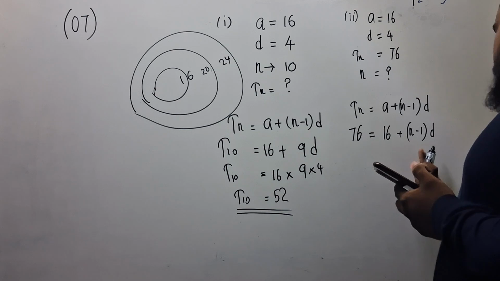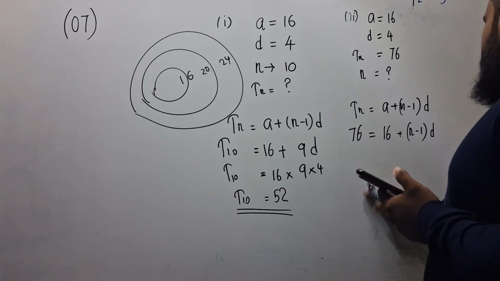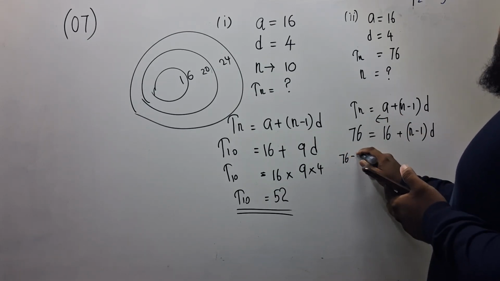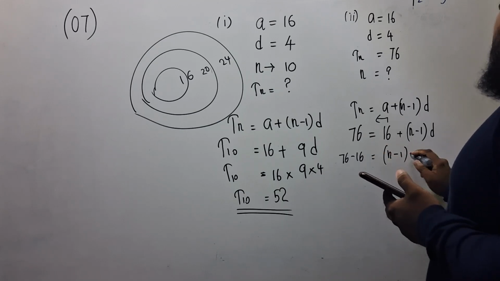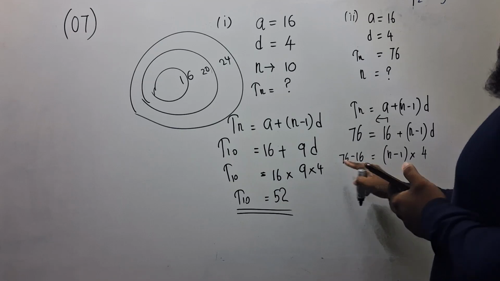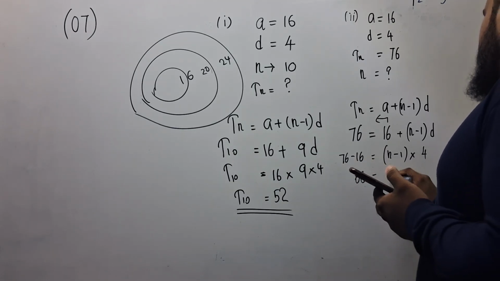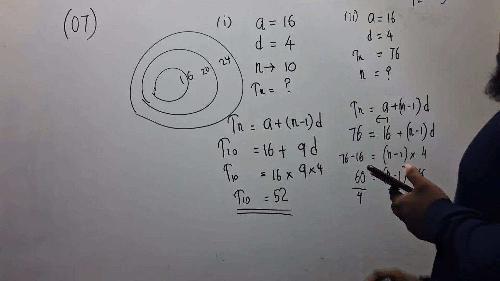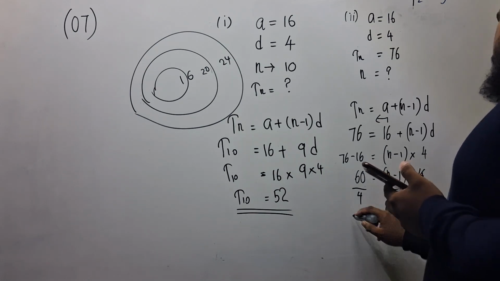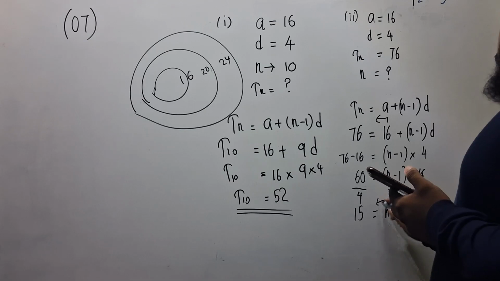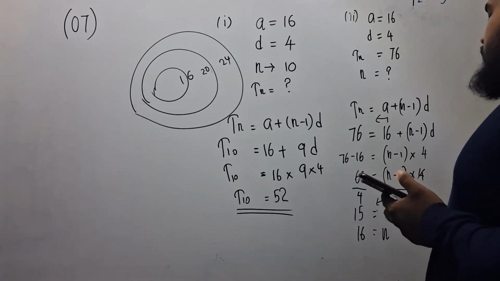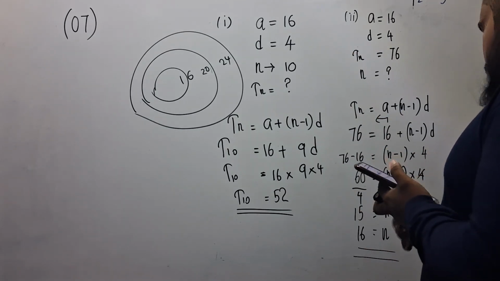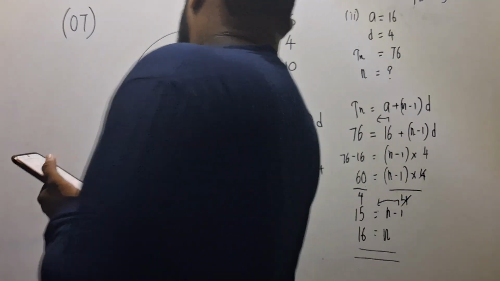The 16 is one term, and n minus 1 times d is another term. So take this 16 to the other side. Then 76 minus 16 gives you n minus 1 multiplied by d, which is 4. 76 minus 16 gives 60. 60 equals n minus 1 multiplied by 4. Divide both sides by 4, the 4s cancel, and n minus 1 becomes 15. Take the minus 1 to the other side, it becomes plus 1. N becomes 16. So there are 16 frames in the panel.